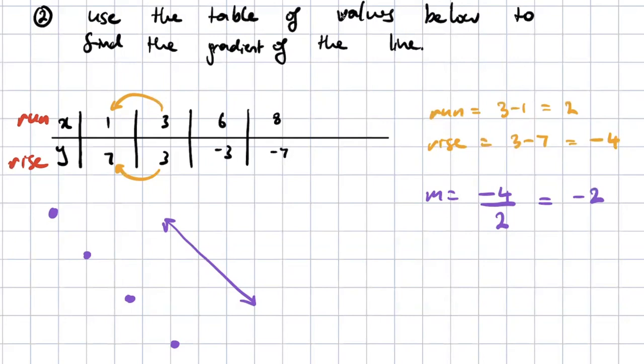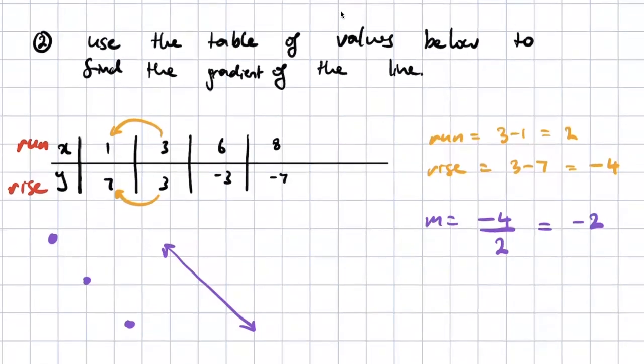Now, the things that I want you to take away from this. First and foremost, be really careful with your negatives. This will often trip you up if you're not watching. Second, make sure that when you subtract one way, you keep it in the same order when you calculate the rise or the run, whichever one you're doing second.